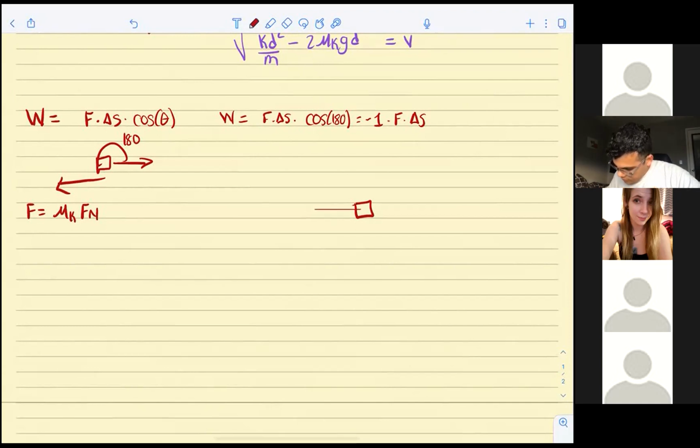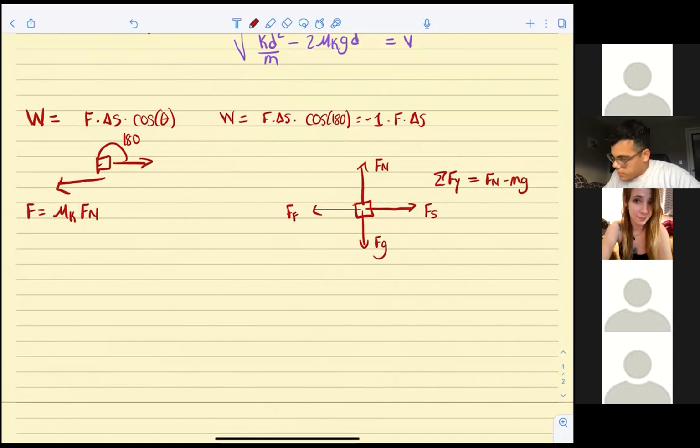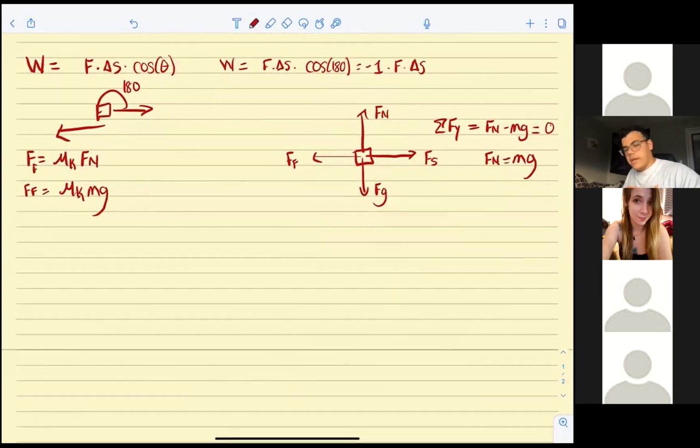friction to the left, right? You're going to have the force of the spring to the right. You're going to have gravity down, so Fg, force of friction, force of spring, and the normal force. So if we say the sum of the forces in the y direction, well, there's Fn minus mg because they're in opposite directions, and there's no acceleration in the y direction, so the may has to be 0. So then Fn is just mg. So then the force of friction is mu k mg. If this was on, say, a ramp, it would be mu k mg cosine theta, because that would be the component of gravity that is equivalent to the normal force.